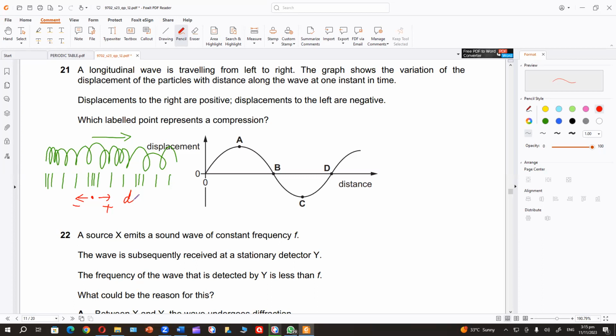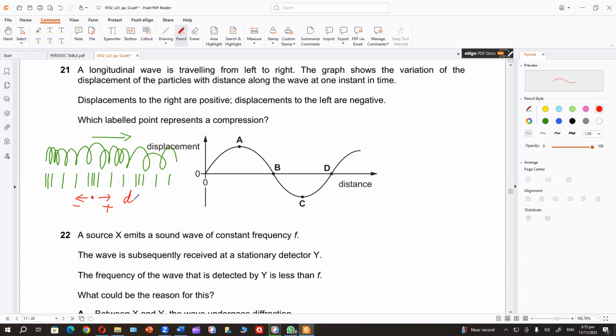So when particles are moving towards each other, it would be compression. And when particles are moving away from each other, it is rarefaction. And remember that at the center of a compression and at the center of a rarefaction, what happens to the displacement? This is actually a displacement-distance graph, but you have to mark it for the memory of this, the notes there.